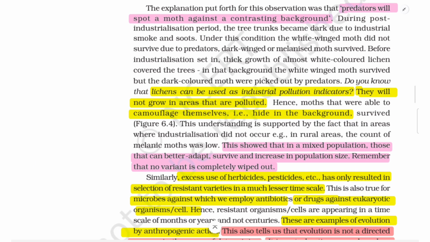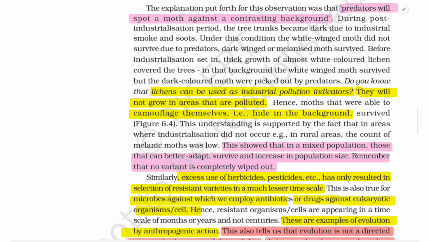The explanation put forth for this observation was that predators will spot a moth against a contrasting background. During the post-industrialization period, the tree trunks became dark due to industrial smoke and soot. Under this condition, the white-winged moth did not survive due to predators. Dark-winged or melanized moths survived. Before industrialization set in, a thick growth of almost white colored lichen covered the trees. In that background, the white-winged moth survived, but the dark colored moths were picked out by predators.